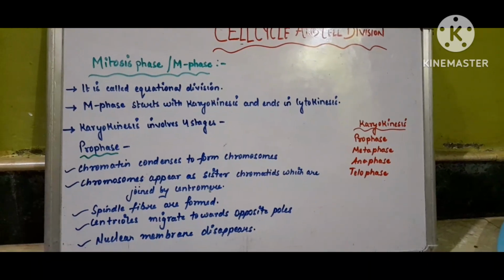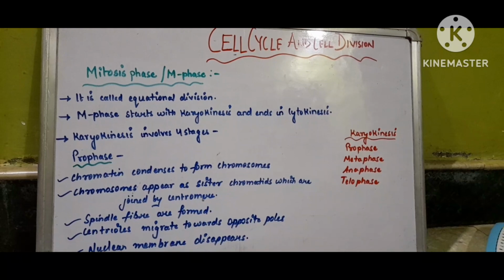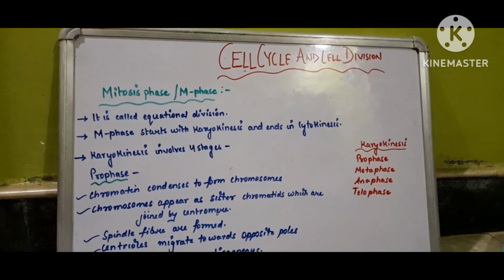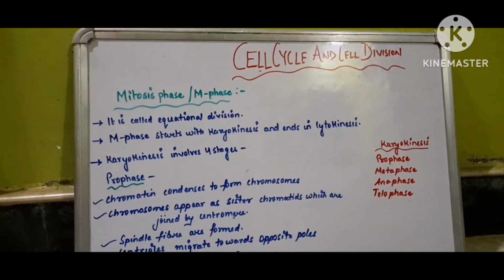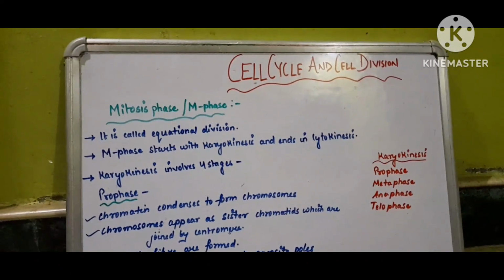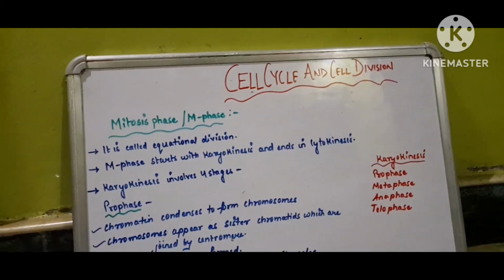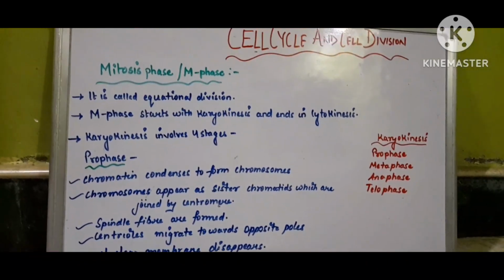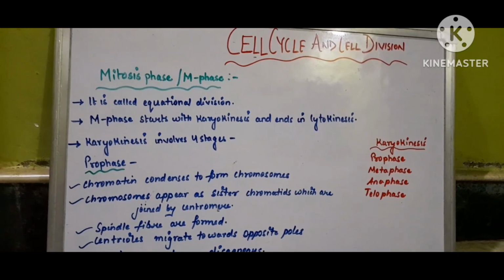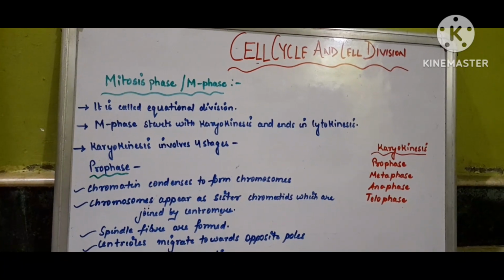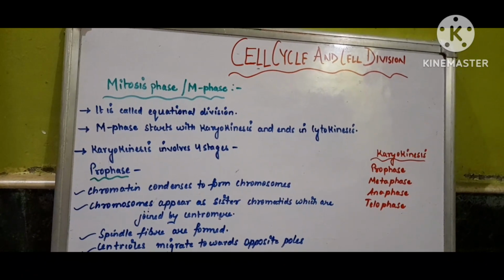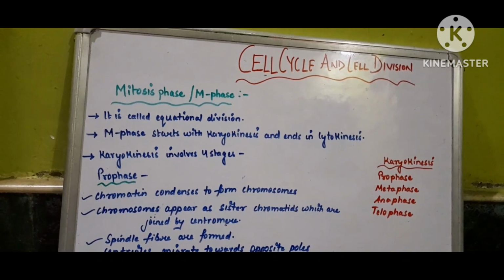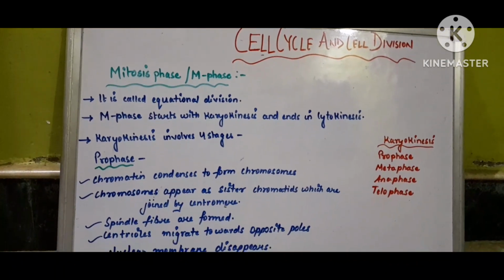So next is the M phase or the mitosis phase. Mitosis phase or mitosis division is a type of division which is called equational division, because in this type of division, the chromosome number is restored in the daughter cell. That is, if the parent cell is diploid, the daughter cells will also be diploid in number. If the parent cell is haploid, the daughter cells also will be haploid in number.